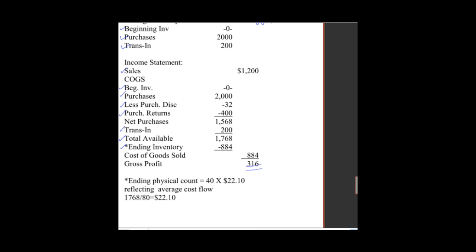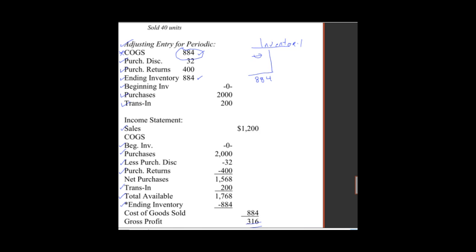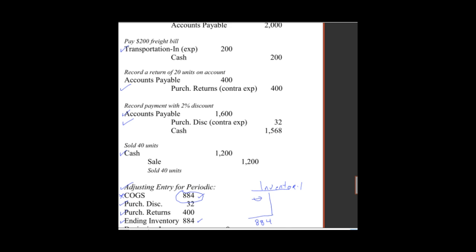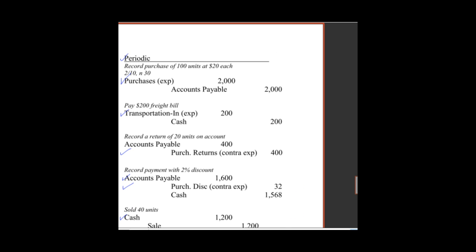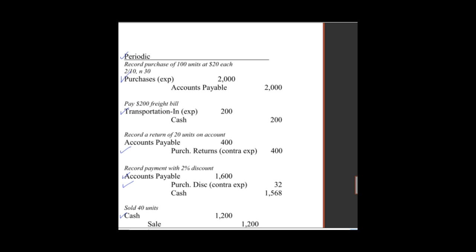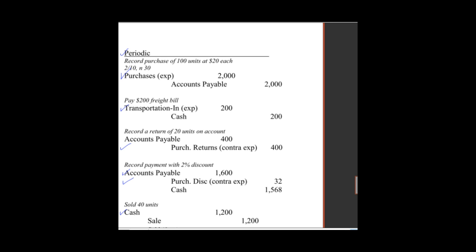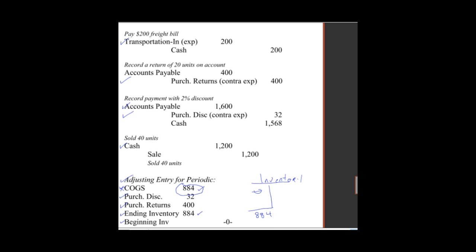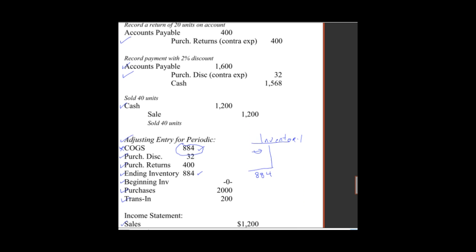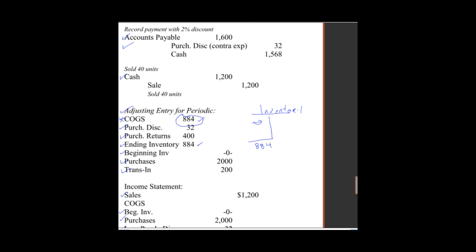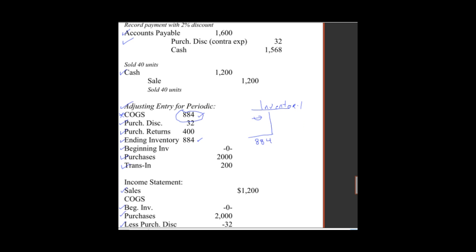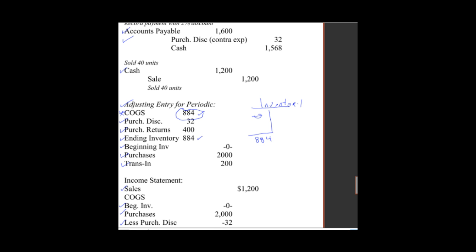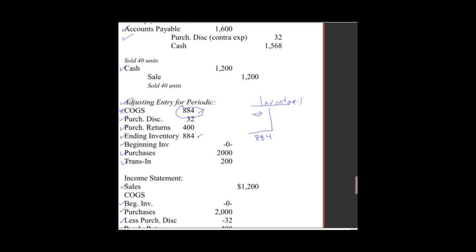And the physical count shows 40 units at 22.10 each, reflecting an average cost flow method. So those are the journal entries as they are used to show what happens on a periodic system. Notice everything goes into an account that's appropriately named: purchases, transportation in, purchase returns and allowances, purchase discounts, and then all of those closed and netted against each other along with the change in the inventory account to force an entry into cost of goods sold.